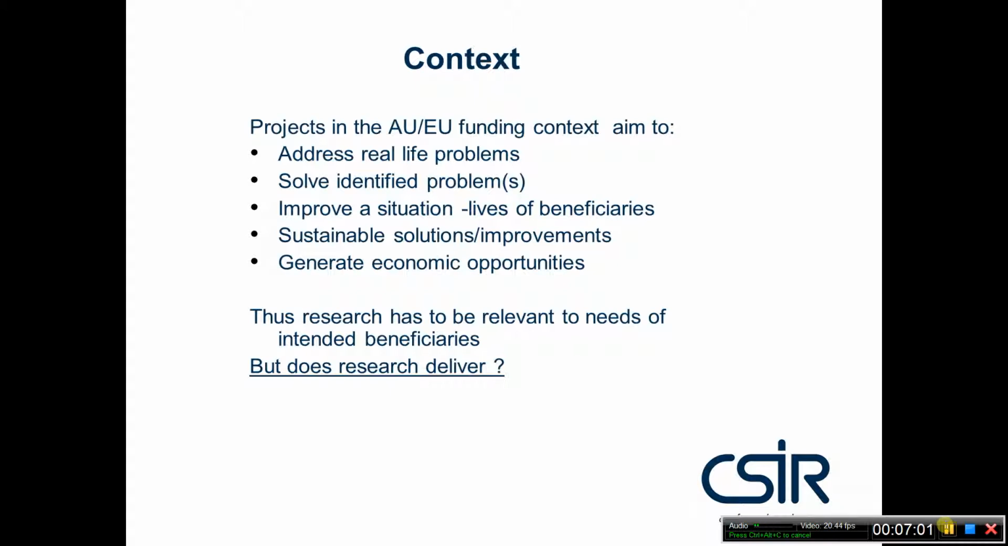The projects are not meant to generate new information, scientific information, or add to scientific knowledge, but they are meant to address specific problems. This then means that research has to be relevant to the needs of the intended beneficiaries. But then, does research always deliver in this way? Does it really address the needs of intended beneficiaries?